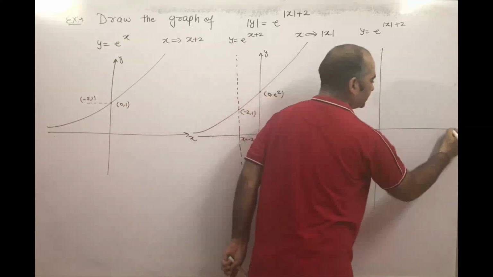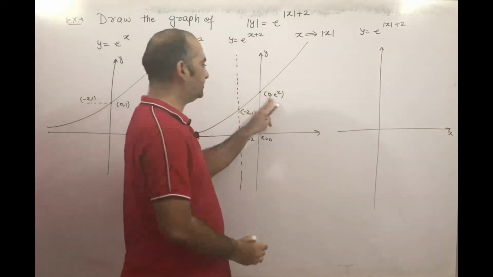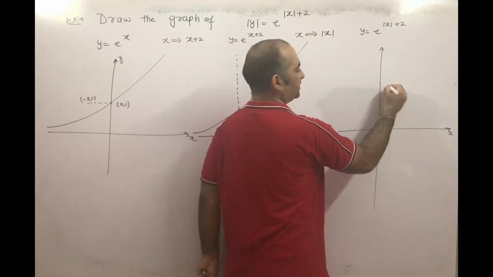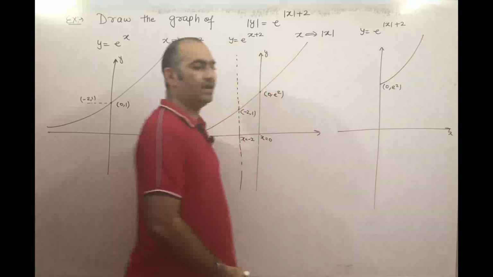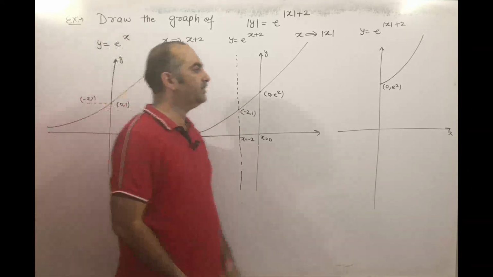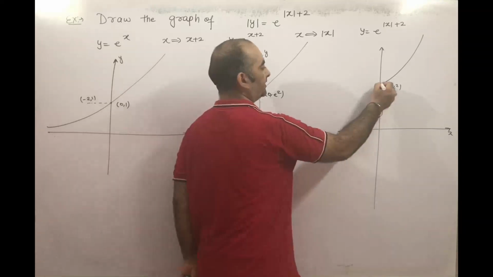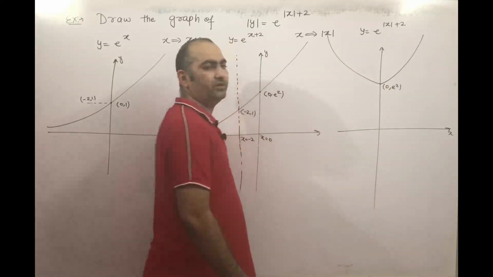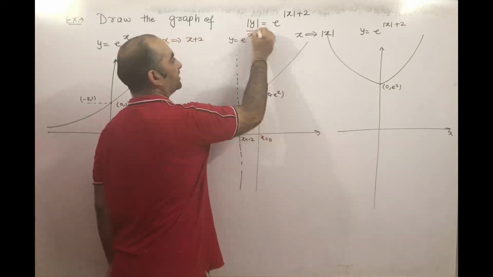This is the x-axis, this is the y-axis. Okay. And this is (0, e square). So this point is (0, e square). So the right-hand side graph will come as it is. Left-hand side graph we will remove. So this graph we have to remove, and we will take the mirror image of this graph with respect to the y-axis. So this side will come like that. Okay, so we got y equals e power modulus x plus 2.